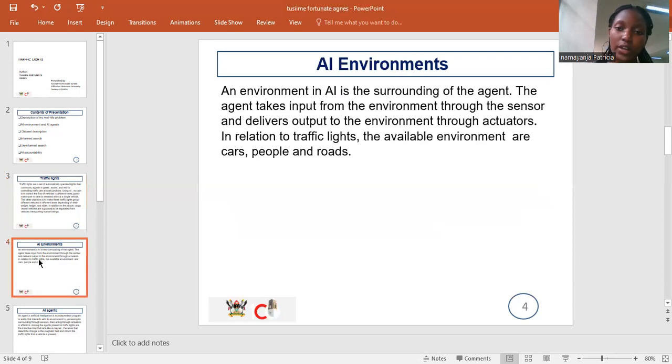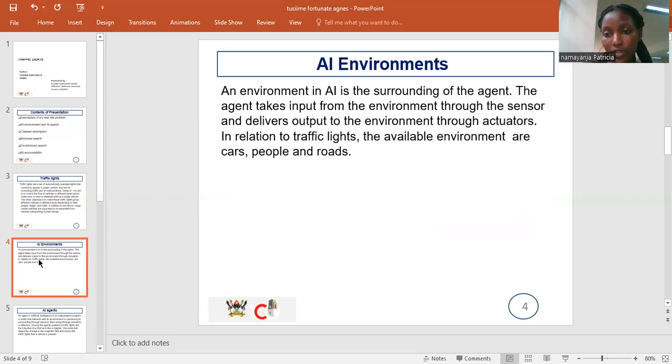So now we're talking about AI environments. In AI, we also have environments, and an environment in AI is the surrounding of the agent. The agent takes in input from the environment through the sensor and delivers output to the environment through actuators.